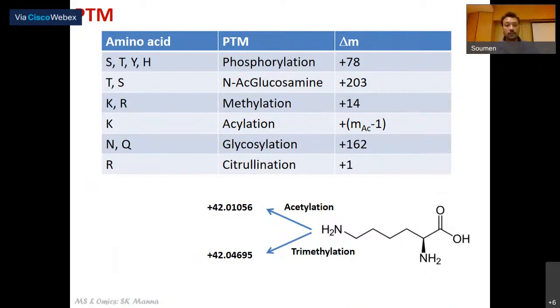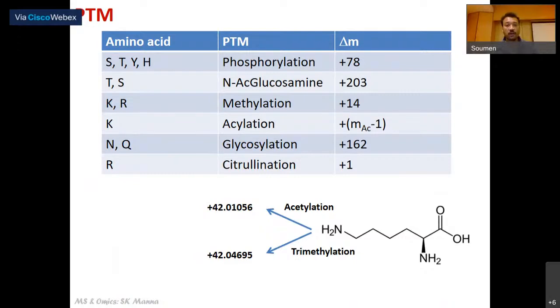On top of that, that is about sequence. What about post-translational modification? Theoretically it is quite easy, because for known post-translational modifications, you know what difference in mass you will expect. For example, if you have a phosphorylation, you will have a delta M, a mass increase of plus 80. For N-acetylglucosamine, it will be plus 203. Methylation plus 14. If it is acylation, it will be the mass of the acyl group minus 1, and glycosylation, and so on and so forth.